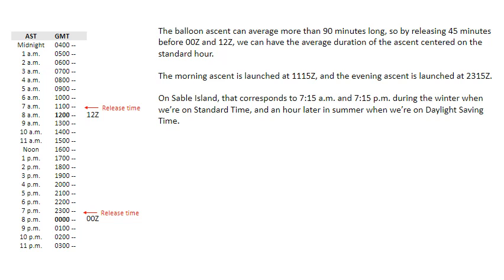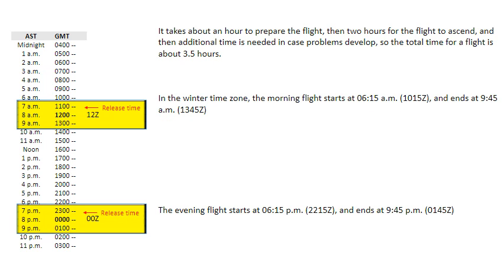It takes about an hour to prepare the flight, then 2 hours for the flight to ascend, and then additional time is needed in case problems develop. So the total time for a flight is about 3.5 hours. In the winter time zone, the morning flight starts at 6:15 a.m. and ends at 9:45 a.m. And similarly, the evening flight starts at 6:15 p.m. and ends at 9:45 p.m.